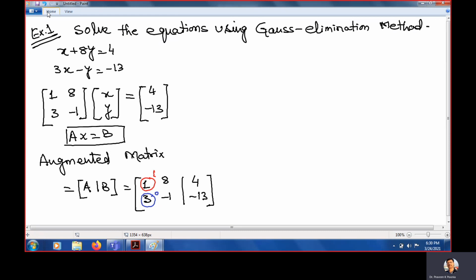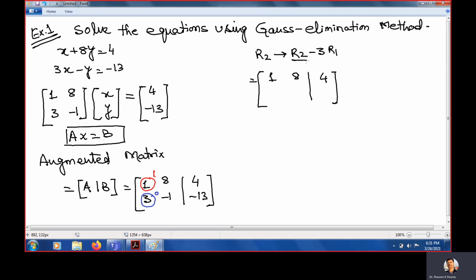For that you need to write the transformation R2 replaced by R2 minus 3R1. Since 1 and 3 are both positive, it is minus, and here it is written 3, so it is 3R1. And what will we get? Because the transformation is on R2, R1 will remain the same. There is no change. You can mark dotted lines or a continuous line, it is up to you. R1 is the same.